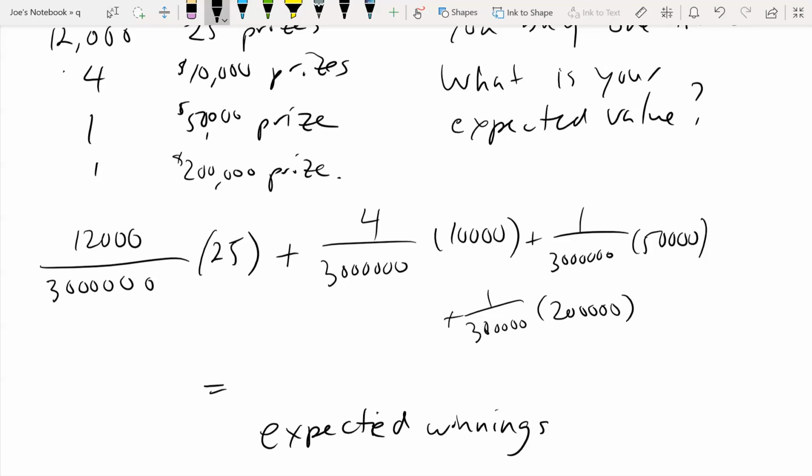Can you just say one more time what we're multiplying by? Sure. So what we're going to do is basically a weighted average. So this gives you a percentage of the time you would expect to win this. And there's one other case: there would be a 3 million minus the 12,006, because that's 12,006 cases, over 3 million times 0. Because that percentage of the time we're winning 0, right?